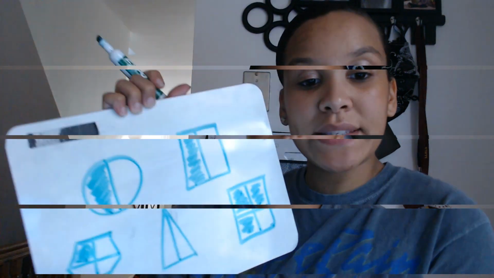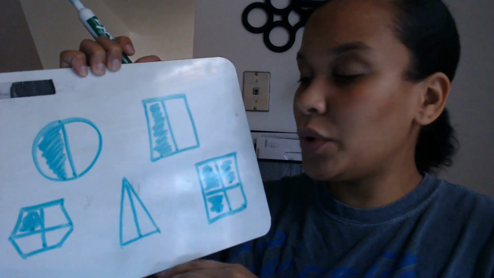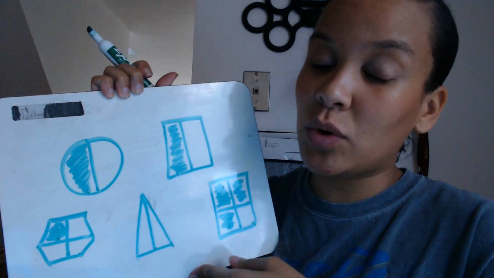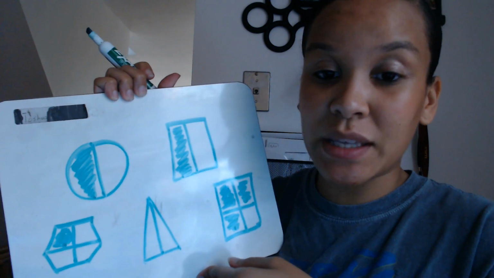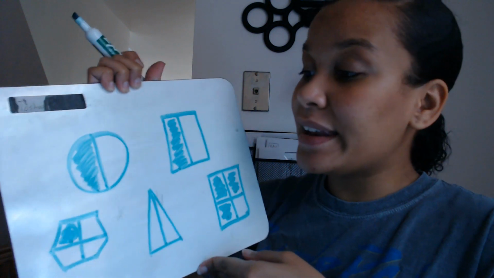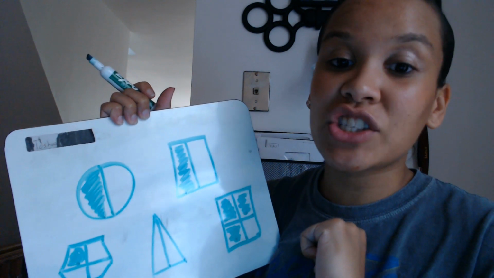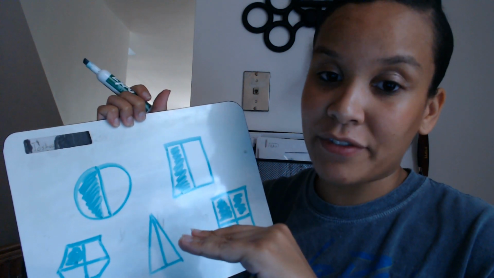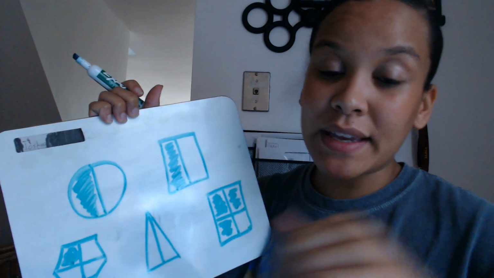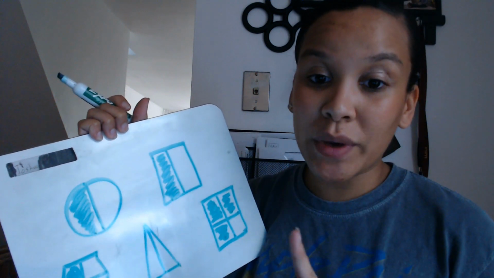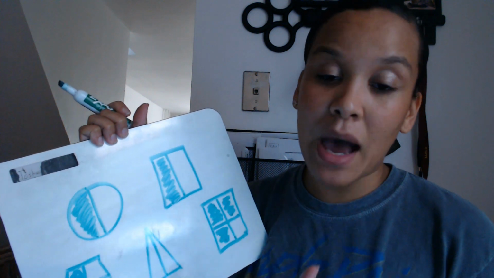Okay, so what I did here is I drew 5 different shapes, and I also split them into equal parts, and I shaded some of the equal parts in. Now we're going to go through each shape, and you are going to decide if this shape shows 1/2. Remember, 1 is the top, the numerator, and the 2 is the bottom, that's the denominator.